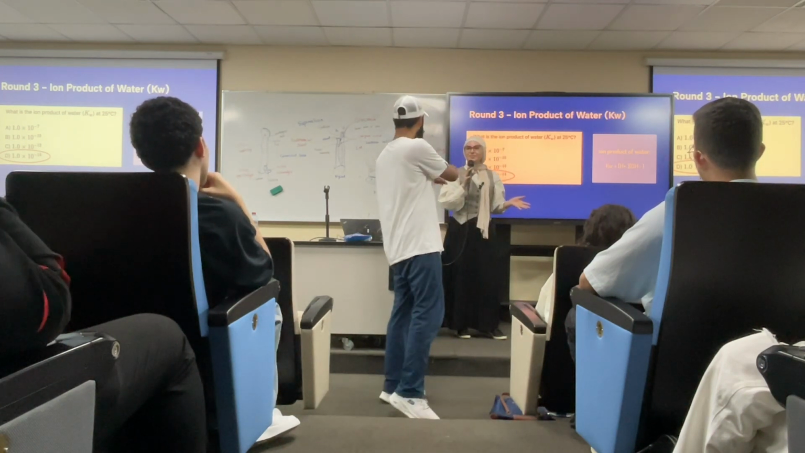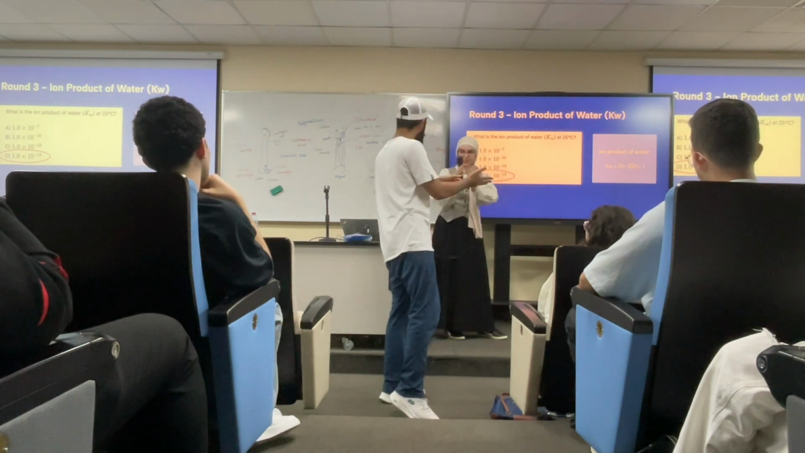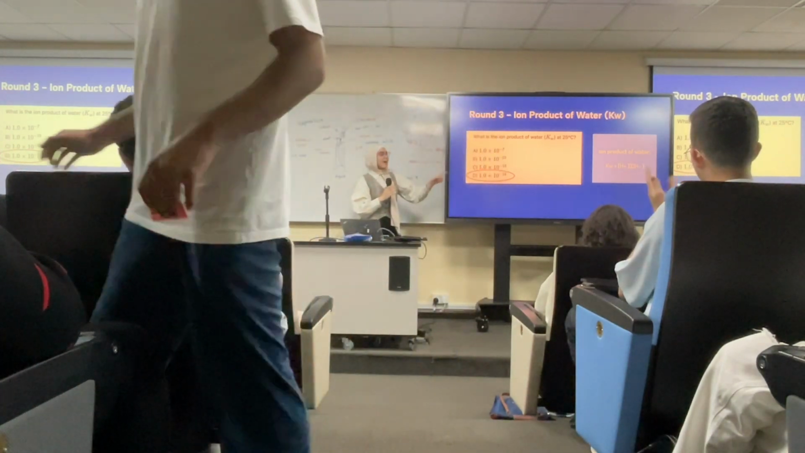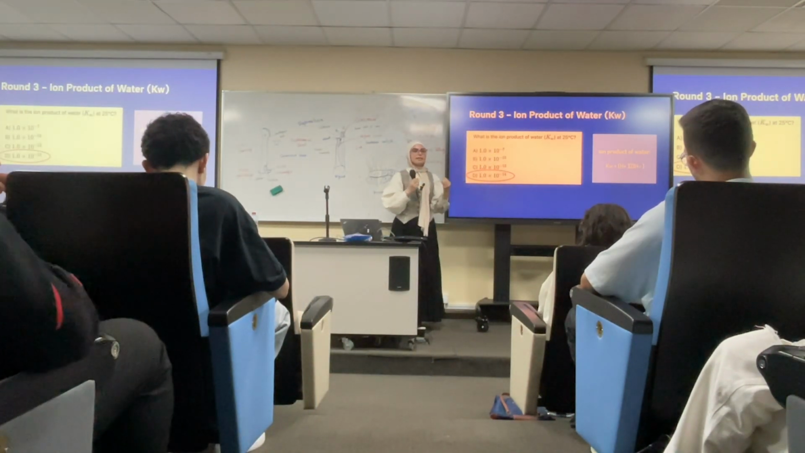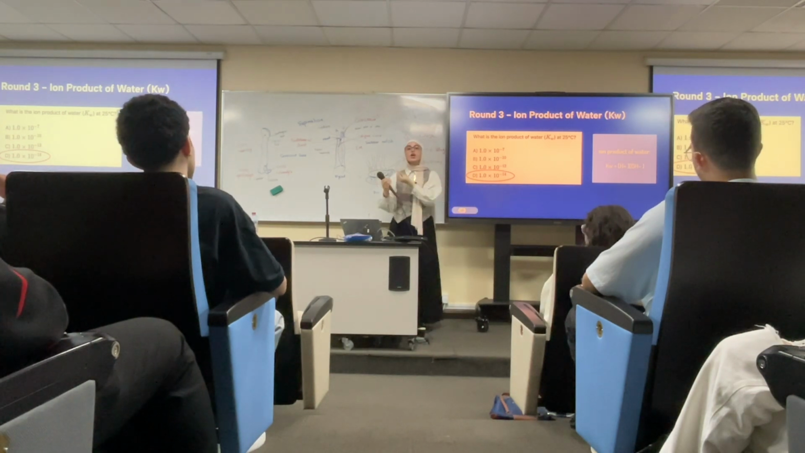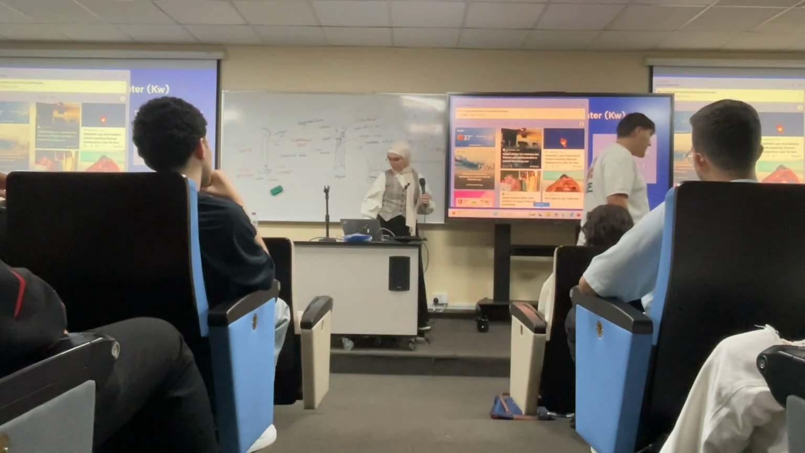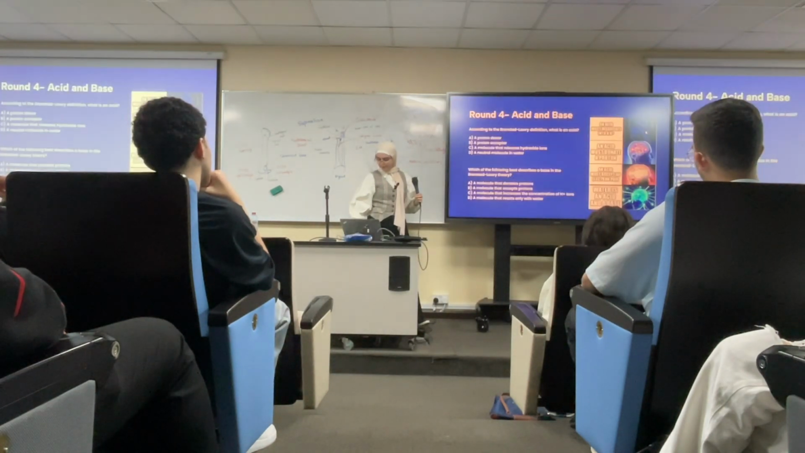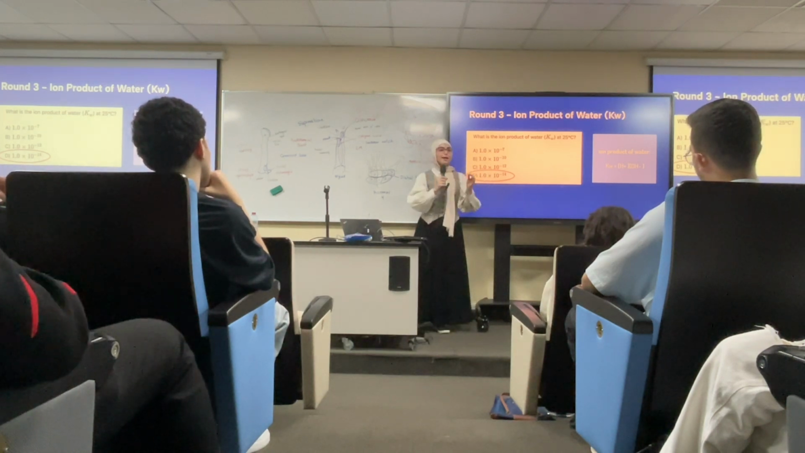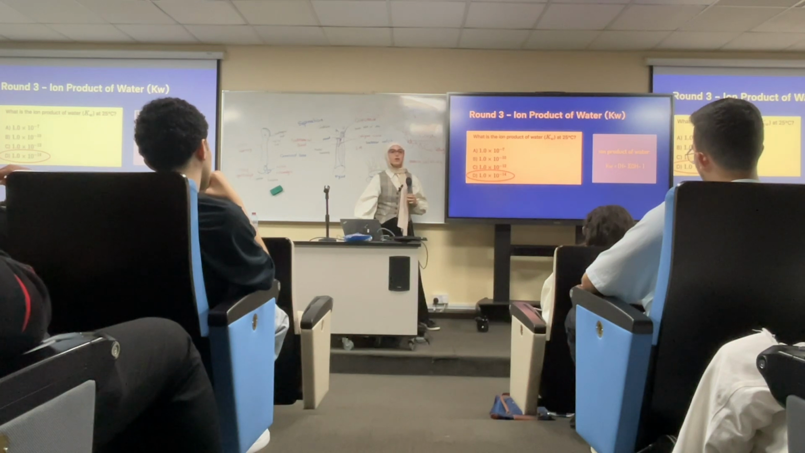Is it like a proton with hydrogen? The concentration of the hydrogen times the concentration of the... Bravo. Well done. So guys, this is the ion product of water. I'm looking for the concentration of the hydrogen ion times the concentration of the hydroxide ion. That's how I'm going to get the Kw. And at a normal room temperature and atmospheric pressure, it's going to be 1 times 10 to the power of negative 14.